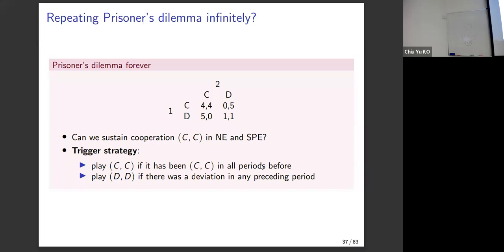Okay, let's see the example here. How can we sustain C and C as a Nash equilibrium, some proper Nash equilibrium? So the easiest way is called the trigger strategy. Trigger means a button you press. What's triggering is, if we have been doing well, we continue to collaborate. And if anyone has deviated, then we deviate.